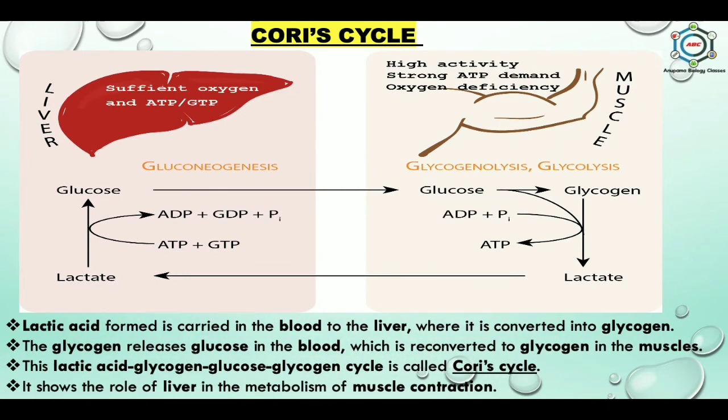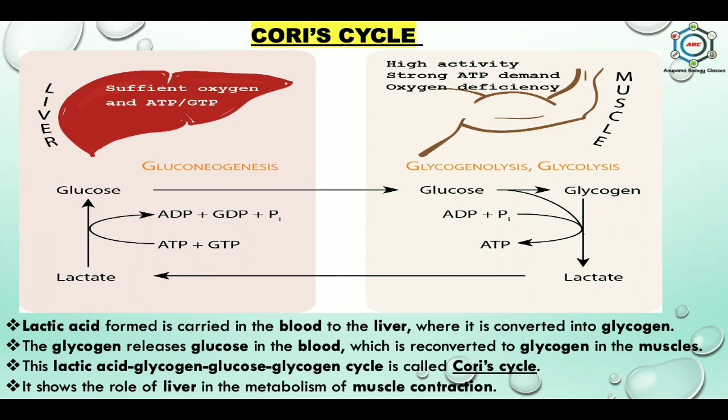In this cycle, the lactic acid formed is carried to the liver by the blood, where it is converted into glycogen. The glycogen releases glucose in the blood, which is reconverted to glycogen in the muscles. This lactic acid, glycogen, glucose, glycogen cycle is called the Cori cycle. It shows the role of the liver in the metabolism of muscle contraction.